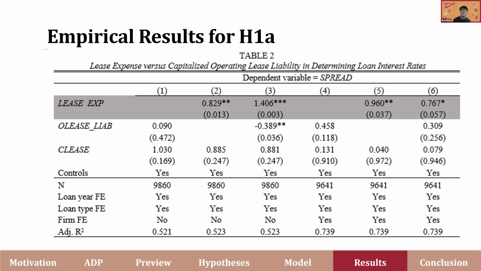Well, what might be the cause for that? We conjecture that the negative coefficient on lease liabilities in column 3 might be due to the discount rate. Imagine if you have a low discount rate. What that would do is drive down our dependent variable, spread. And because the discount rate is in the denominator when you calculate lease liabilities, it will drive up lease liabilities. So it's almost as if it's mechanical, right? The potential impact of discount rates would drive this negative coefficient on lease liabilities.